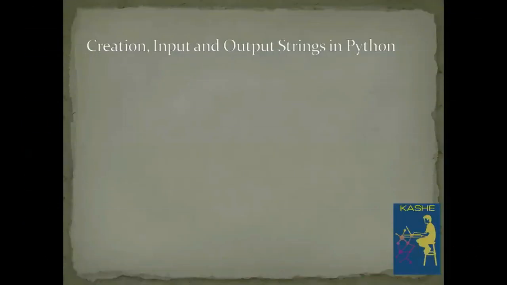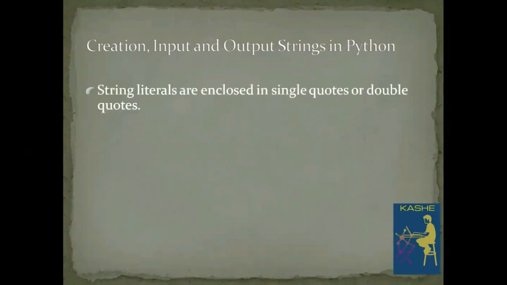Now I will let you know about creation, input, and output of strings in Python. See, in Python, we can encode string literals either by using single quotes or double quotes. Both are the same. And in Python 3, strings are immutable objects. In place, we cannot change the contents of the string. If you want to change the string content, a new object will automatically be created for that string literal.